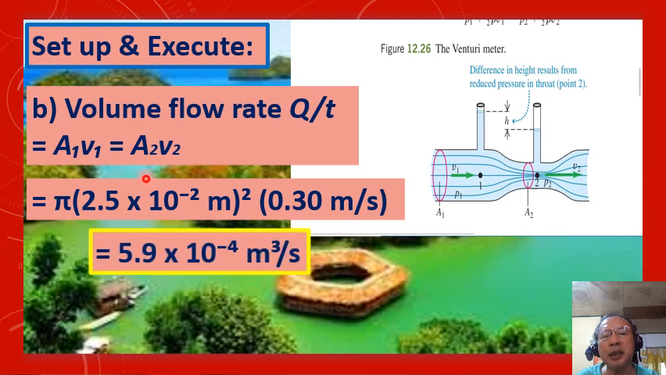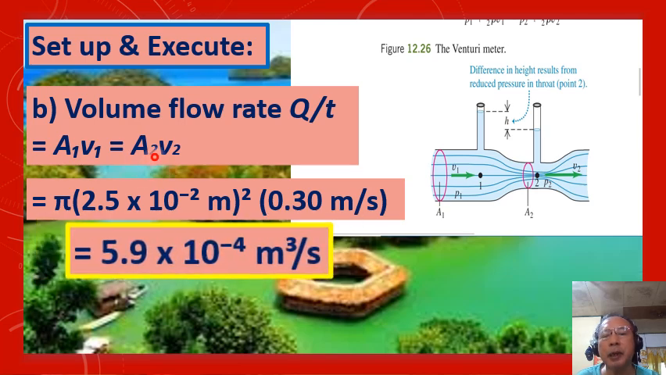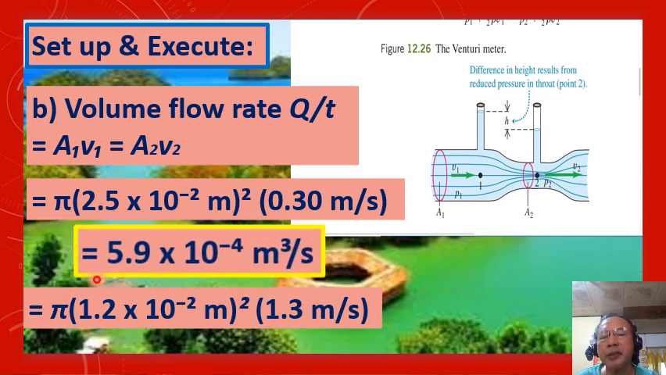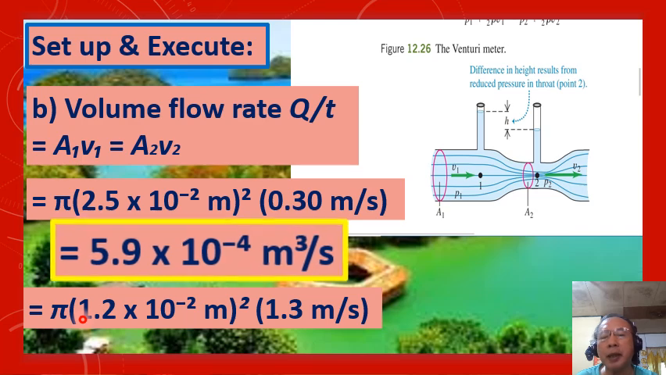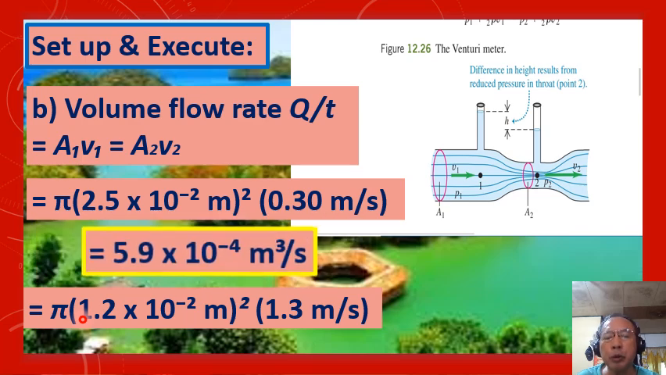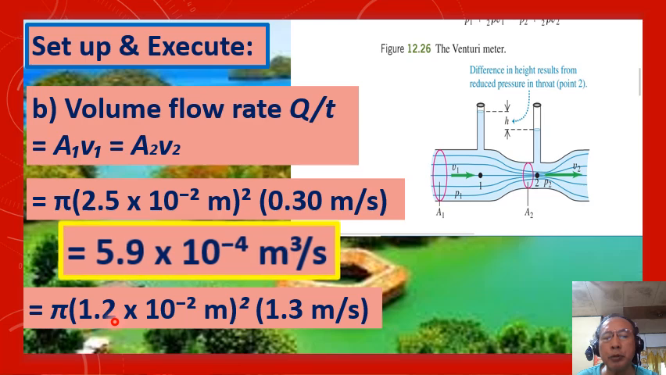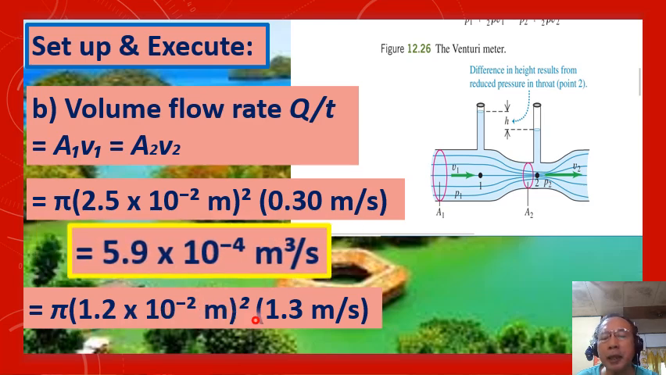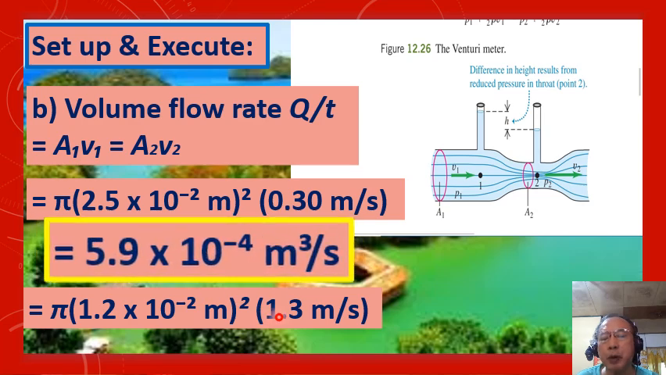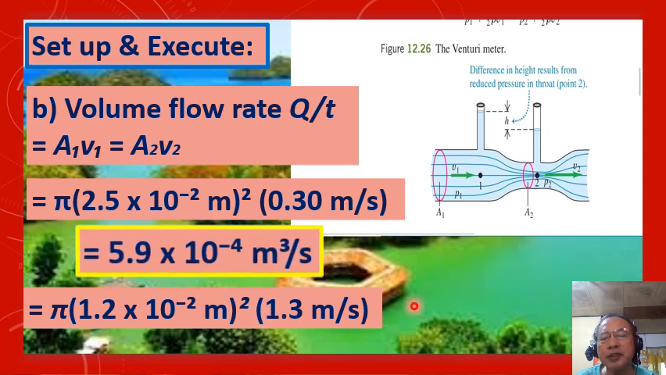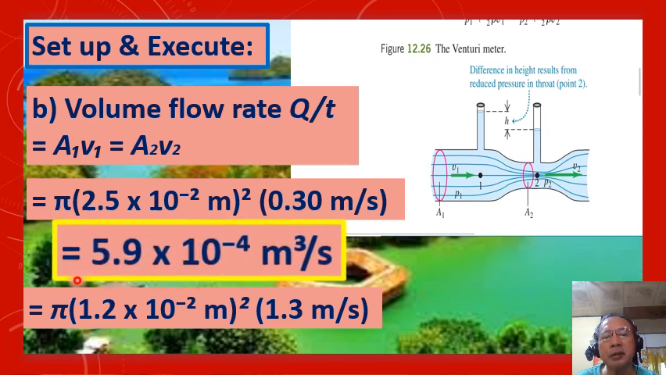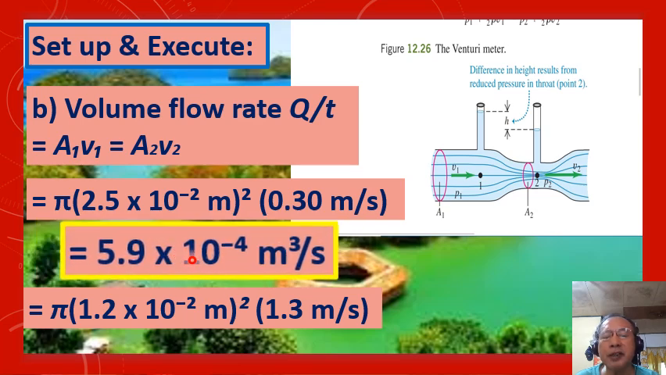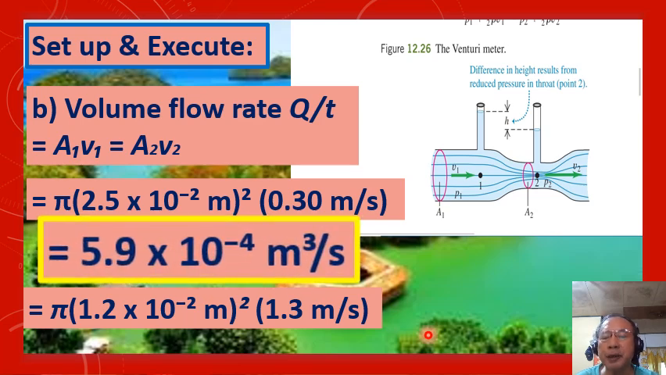By way of checking, let's also use the second formula, A2 multiplied by V2. The cross-sectional area A2, of course, is pi multiplied by the radius R2, already expressed in meter, 1.2 times 10 to the negative 2 meter. Square it, multiply it by pi, and by the computed value of V2, 1.3 meters per second, presto, you will get the same result. The volume flow rate is equal to 5.9 times 10 to the negative 4 meter cube per second.